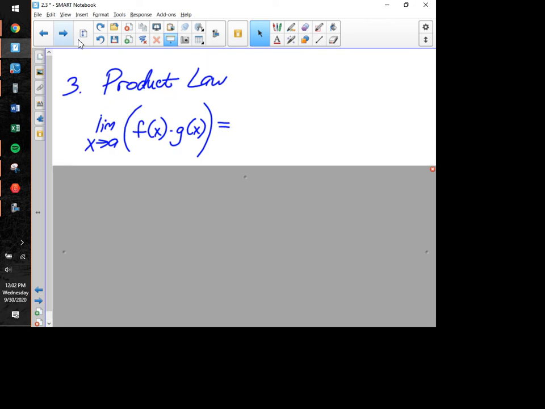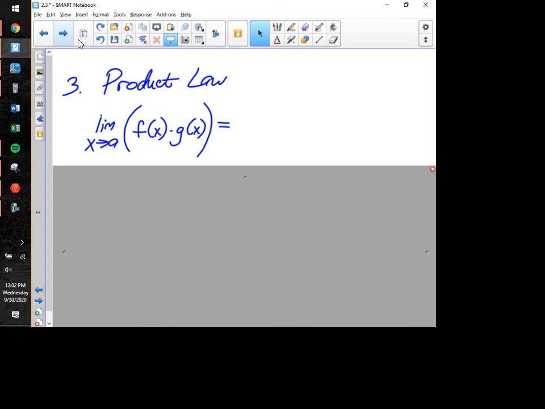Okay, we're already spending more time here than we need to. The product law. I do want to point out that there is a product law for derivatives in Chapter 3 that we're going to learn, but it is nowhere near as simple as the product law for limits. There's not really a product law for integrals, everybody, but we'll get to that in a few months.